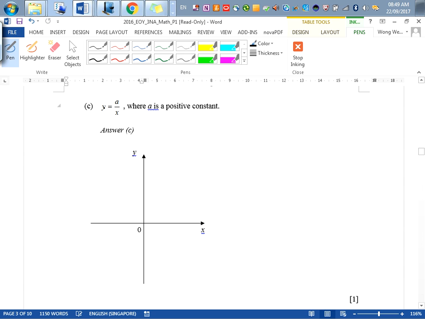Then part C, here we have y equals ax power negative 1. What does the graph of power negative 1 look like? Cannot touch the x-axis. Okay, something like that, okay? You get what I'm trying to do, right? Go closer but cannot touch. So this will be y equals a over x. Questions?